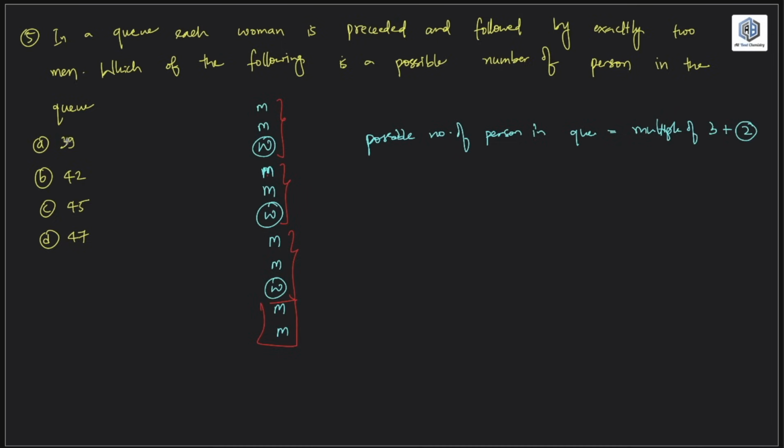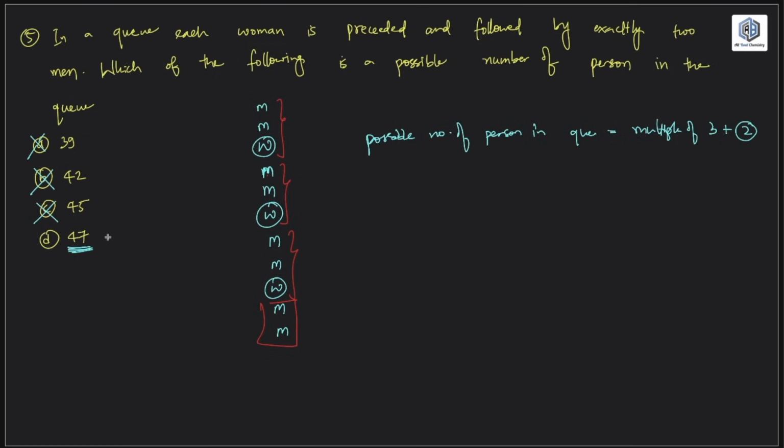Now if you look at these options, the first option is 39, and the nearest multiple over here is 36. Actually 39 is a multiple of 3 itself, so this should not be the answer. It is divisible by 3, meaning you can divide it by 3, so it's not the answer. 42 is also divisible by 3, that's also not the answer. 45 is also divisible by 3, that's also not the answer.